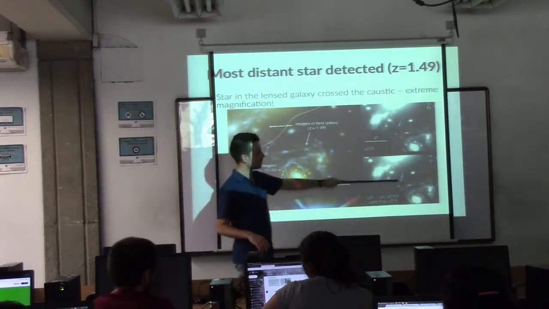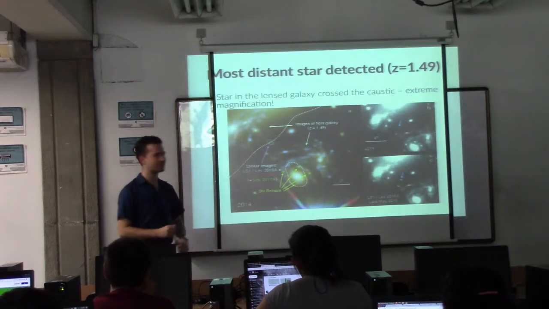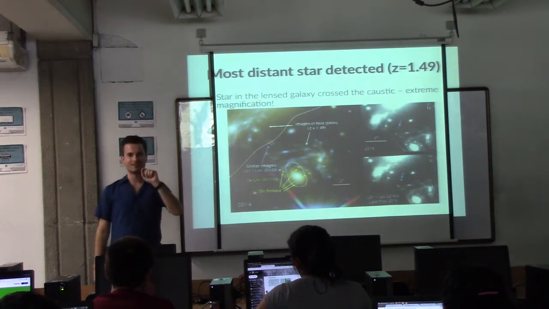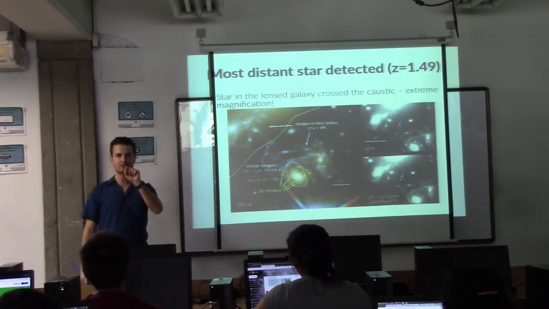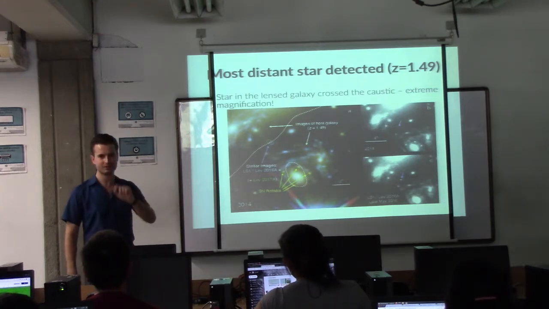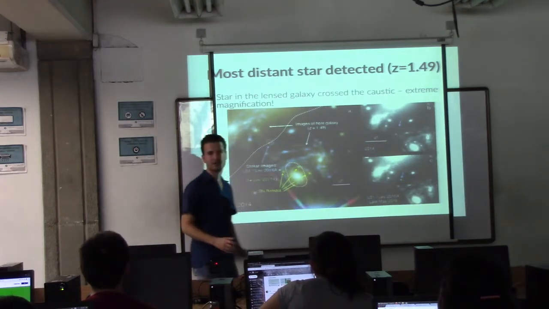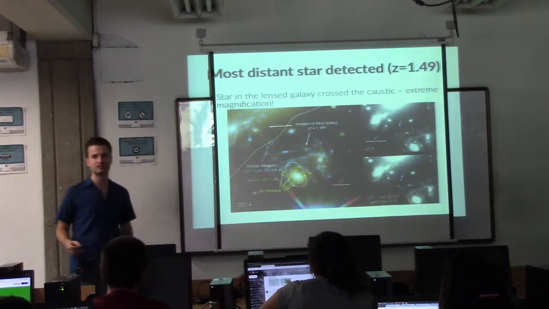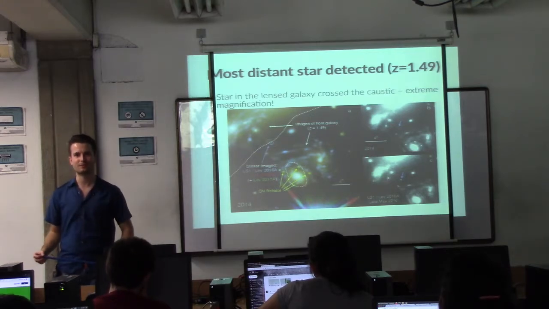And when you take a spectrum of this thing, is it another supernova? It's a single star. A single star in the source galaxy at redshift 1.5 was going through a region of very high magnification, roughly, I think, on the order of 10,000. And for a very brief moment, we were able to see it and, I think, even get some spectroscopy from it. So that's the most distant star we have detected so far.